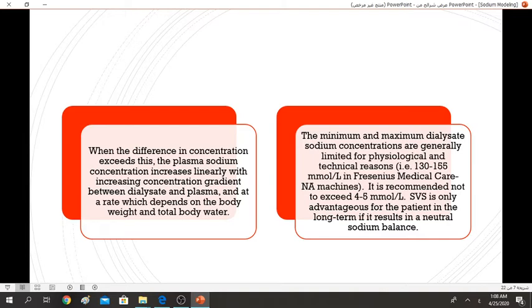The minimum and maximum dialysate sodium concentrations are generally limited for physiological and technical reasons. Example: 130 to 155 millimole per liter in Fresenius Medical Care NA machines. It is recommended not to exceed 4 to 5 millimole per liter. Sodium variation system is only advantageous for the patients in the long term if it results in neutral sodium balance.